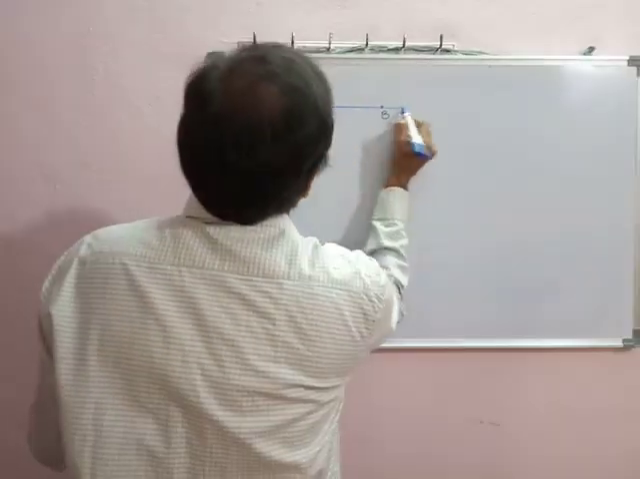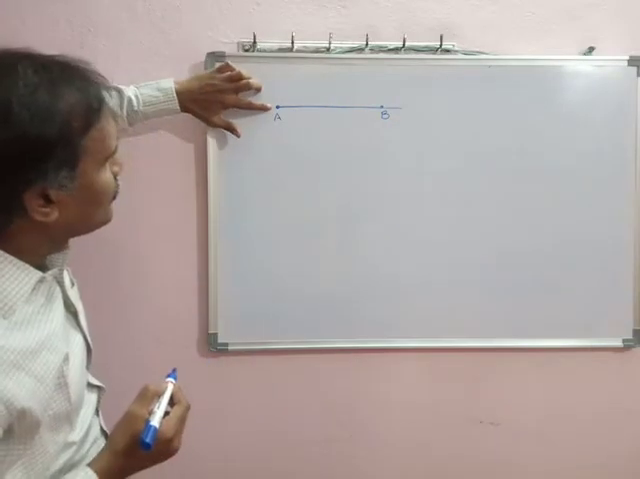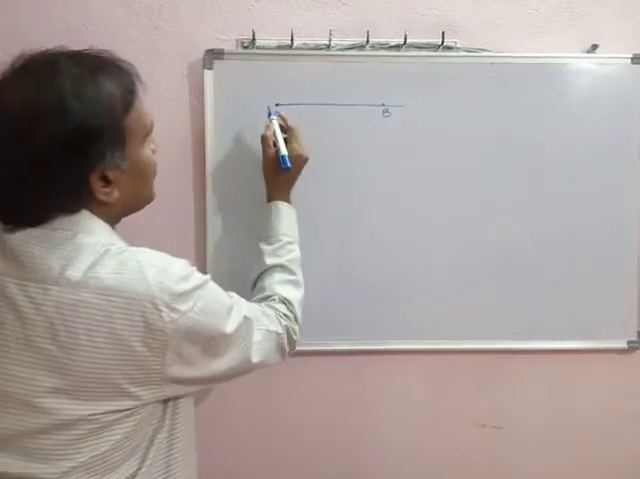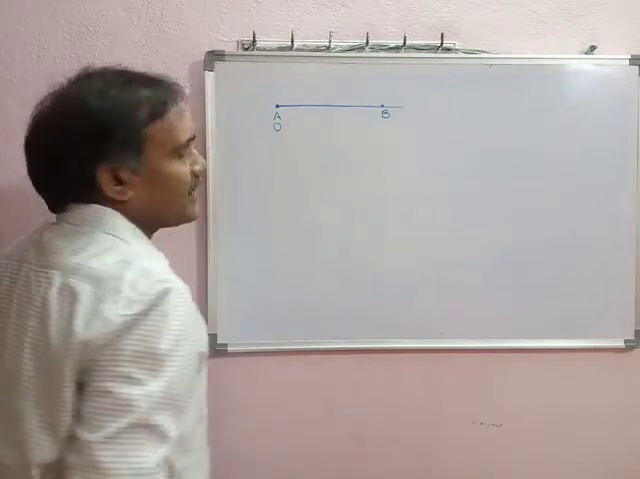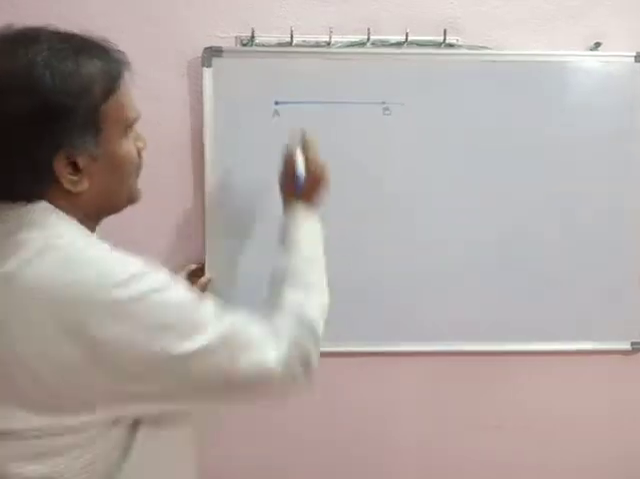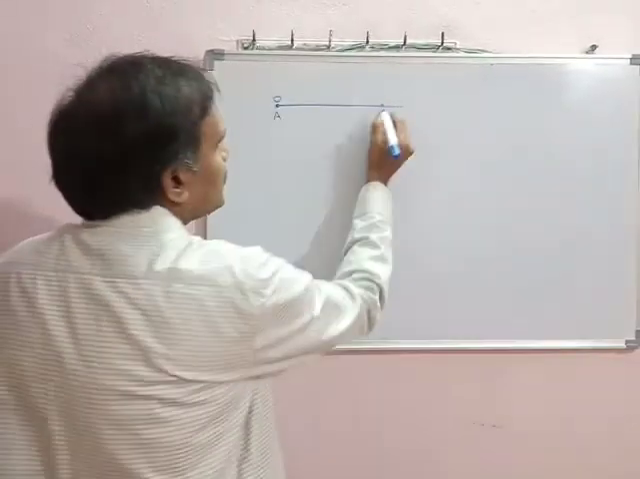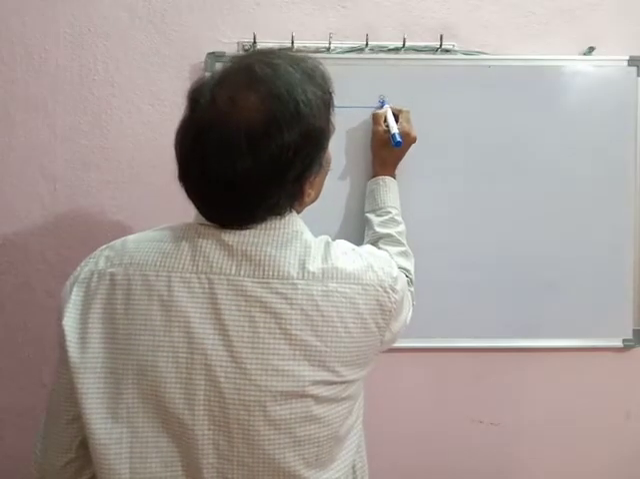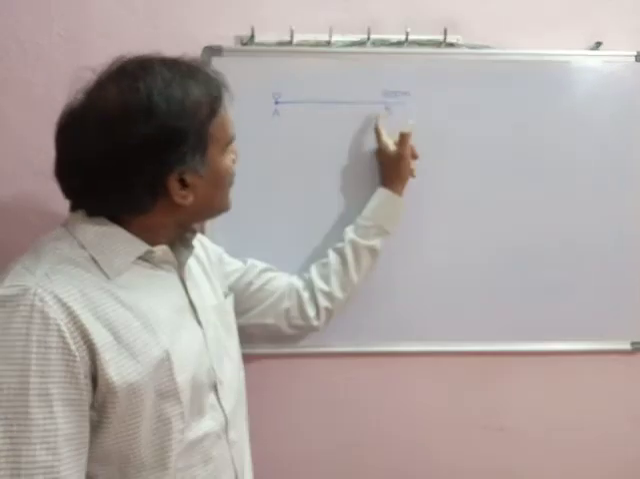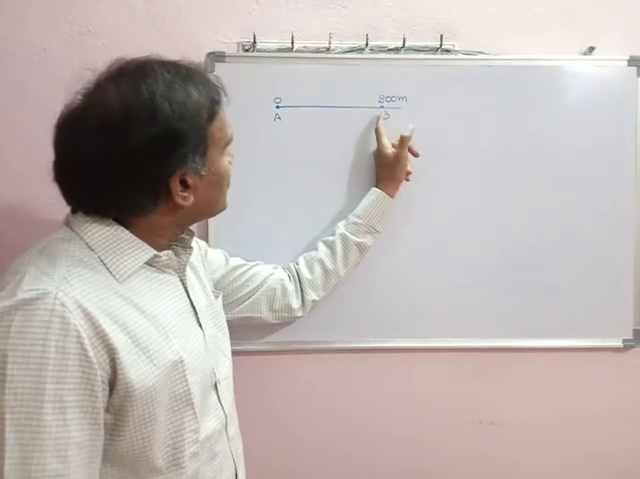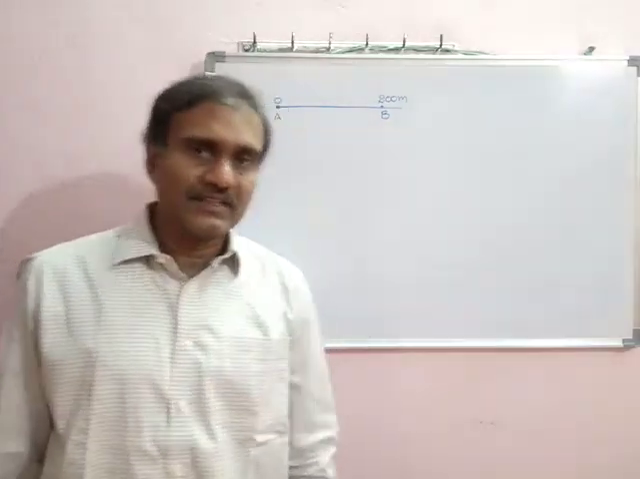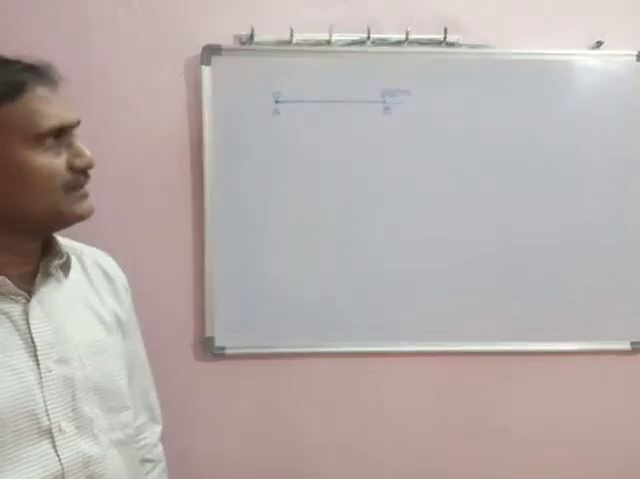Now, I am assuming that A is the origin of the Cartesian coordinate system. That's why its position is taken as 0. The position of B is 200 meters. That means in between these two points, the length of this road is 200 meters.